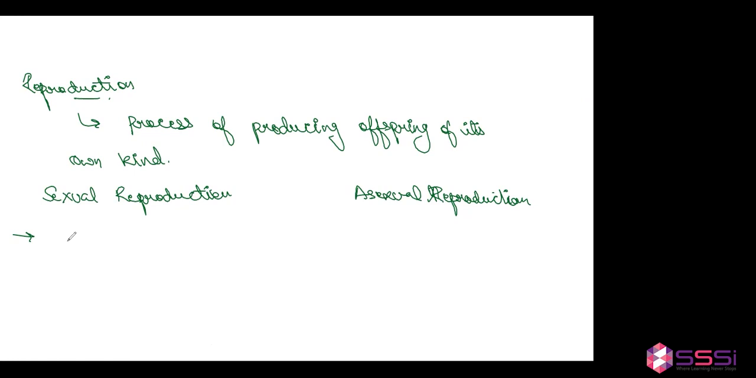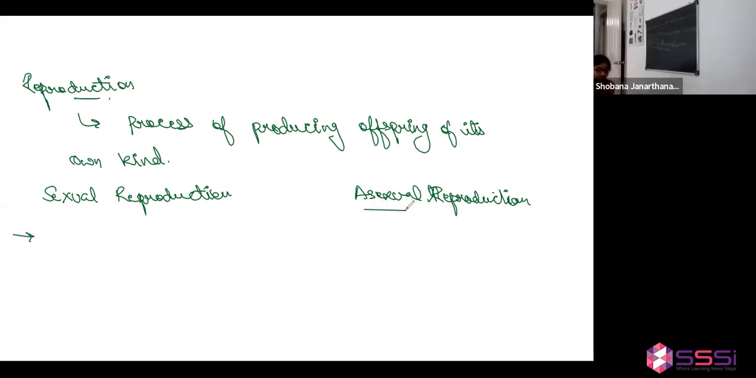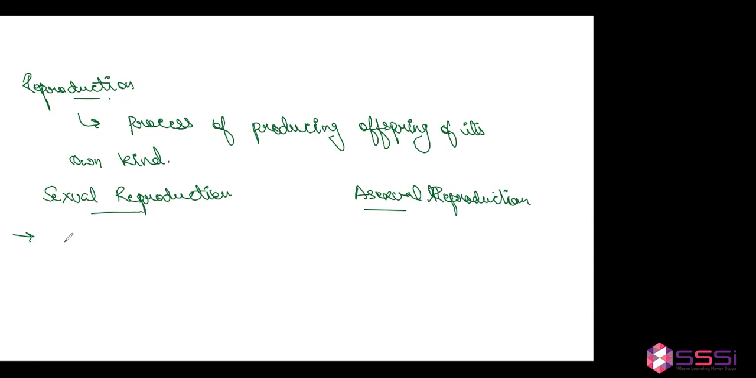Here in sexual reproduction, the fusion of male and female gametes takes place, while in asexual reproduction, a new plant is generated from a single parent. So in sexual reproduction, both male and female gametes fuse with each other to form a new plant, right? And in asexual reproduction, a new plant is generated from a single parent.